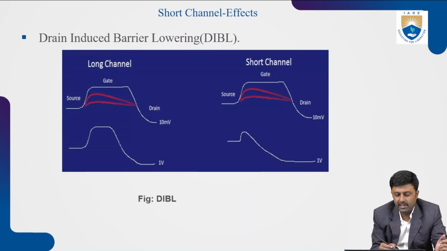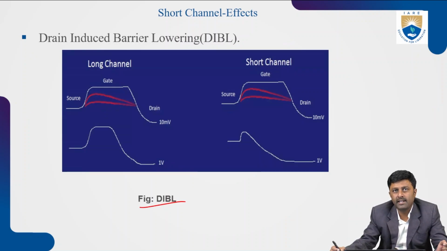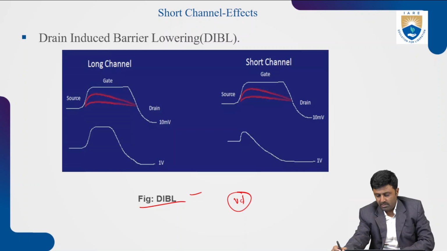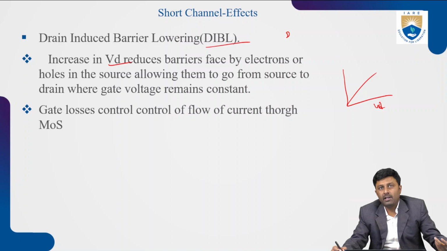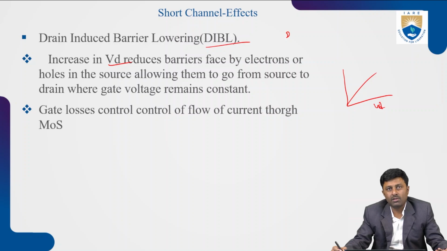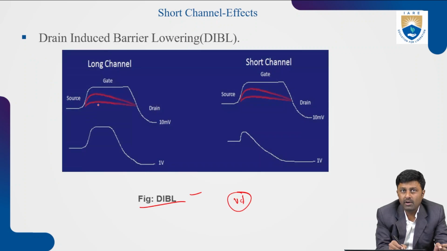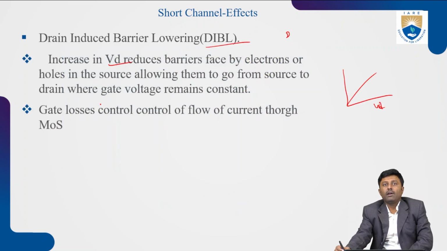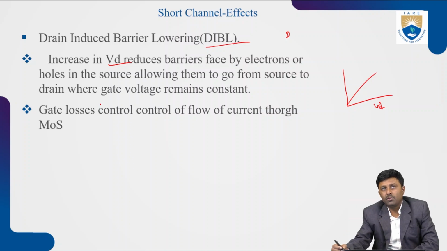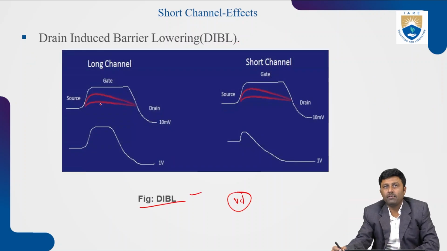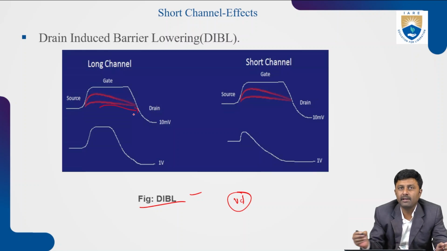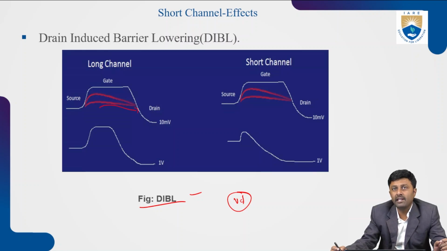So we'll discuss the working of this short channel effect, that is drain induced barrier lowering, with this diagram. If VD increases, then it reduces the barrier for electrons or the holes. Because of this, there will be a movement of electrons from the source, allowing them to go from source to the drain. So this effect we call drain induced barrier lowering.